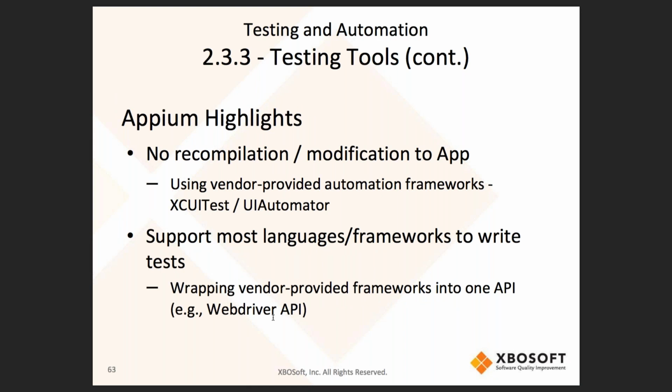So with Appium, there's a couple of highlights. There's no need to go and modify the application. The application, as it's been created into an executable, does not need to be recompiled. There's no additional code that needs to go into it. Also with Appium, and I'll show you a diagram in a minute, it's the way that it's designed.